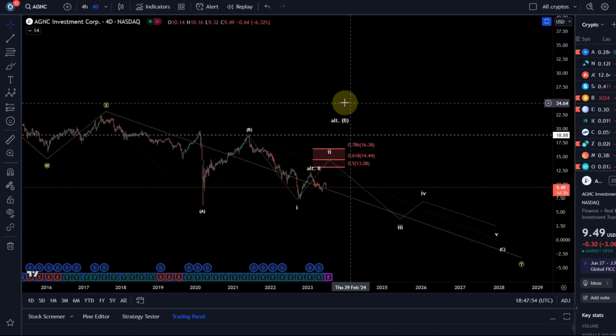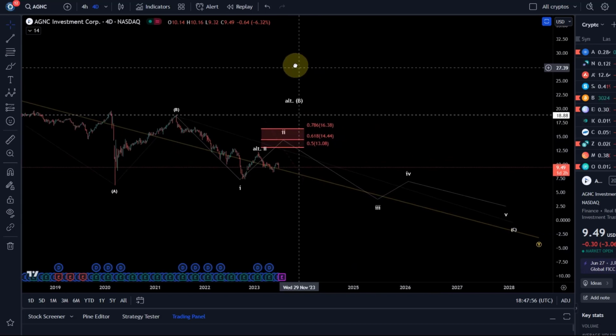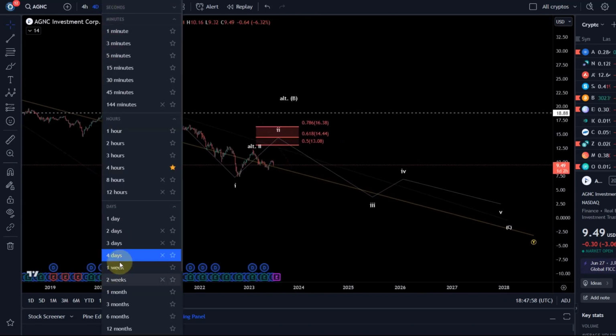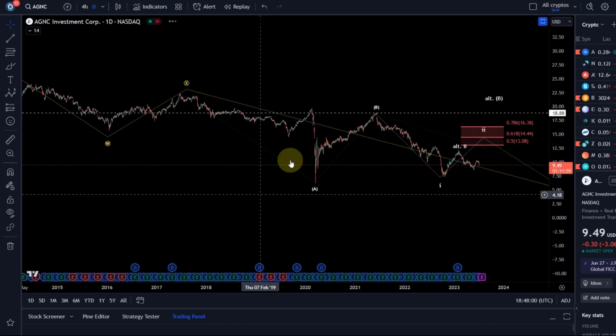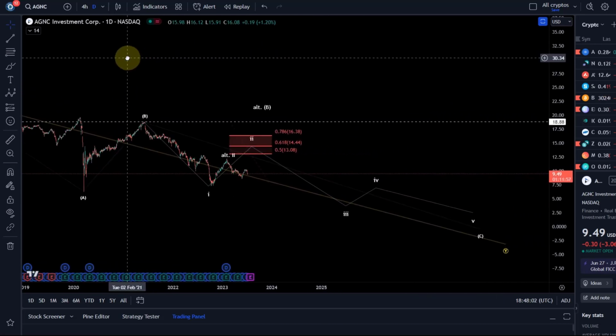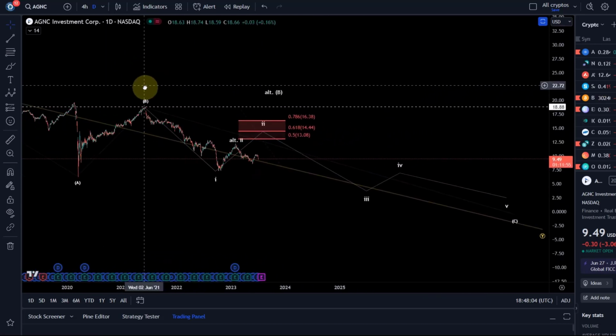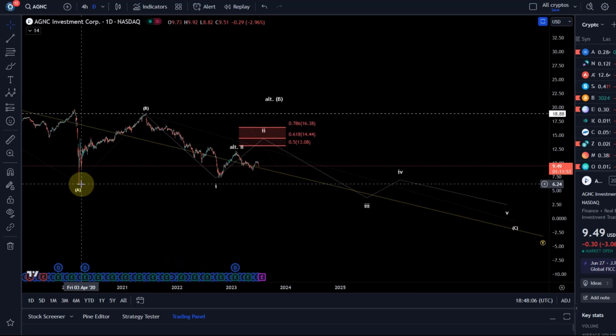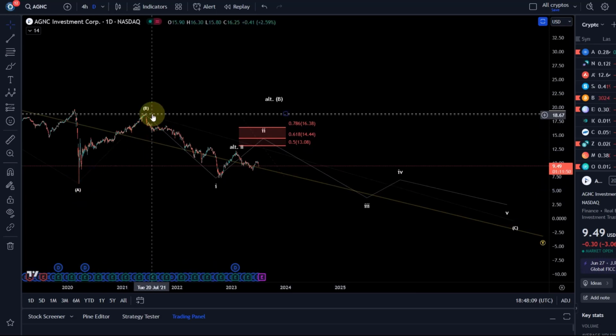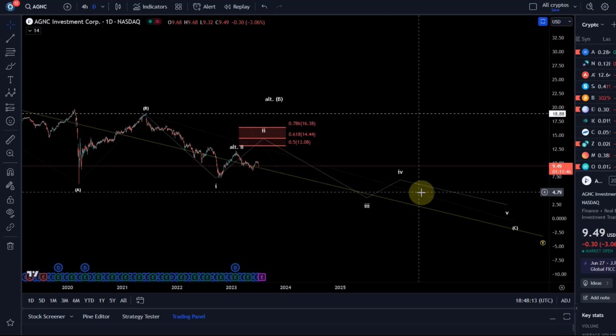Okay. So looking at this snapshot here, and I go to the 1-day chart now. Bear in mind, we're looking at the primary expectation first. So let's look at this. The idea is that we bottomed here in 2020 in an A wave. The rally was in a B wave into 2021, and we're now in this C wave down.